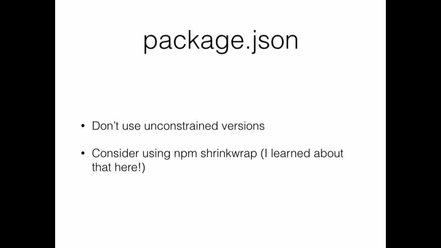Now up to package.json. Don't use unconstrained versions. I know of someone who did this and deployed it, and then I think the MySQL driver changed, and then I had to go and fix the thing that I blew up because the new version of MySQL was getting installed and none of my code was compatible. So that was stupid, and I shouldn't have done that. Don't be dumb like me. Consider using npm shrinkwrap. That is something I actually learned about at one of the San Diego JS meetups, and that can be helpful too to constrain your versions.